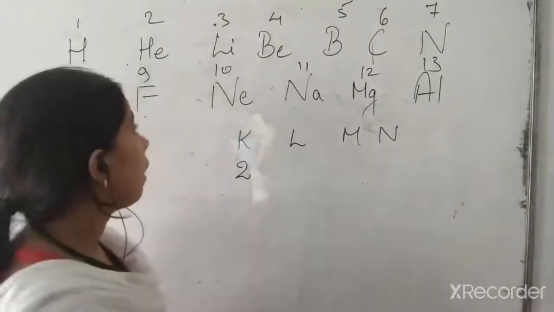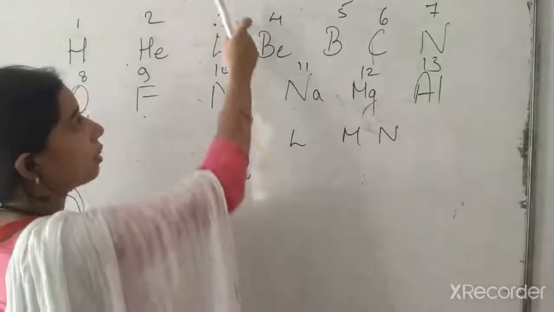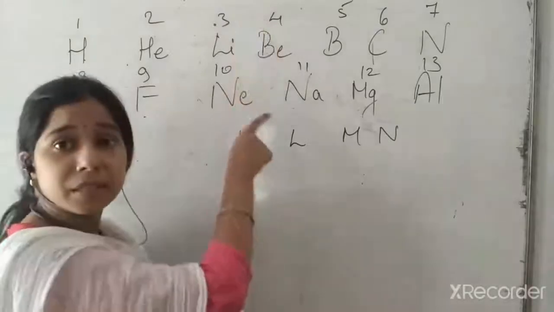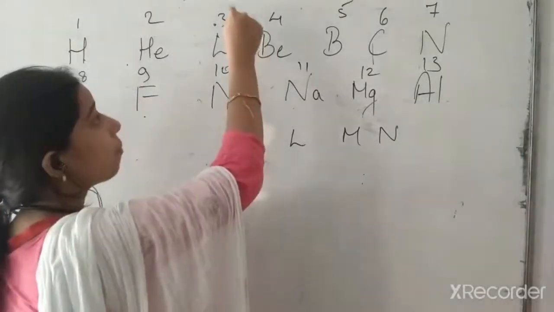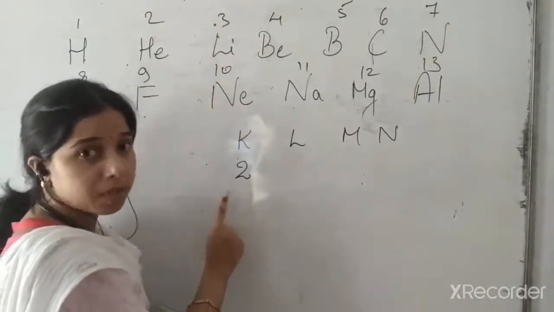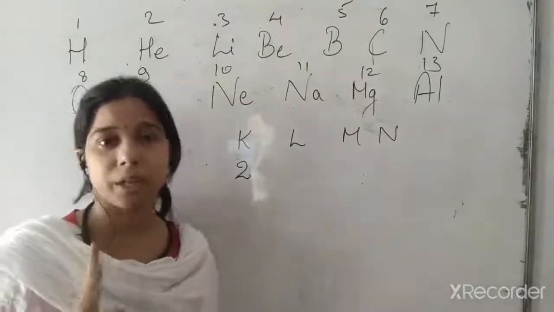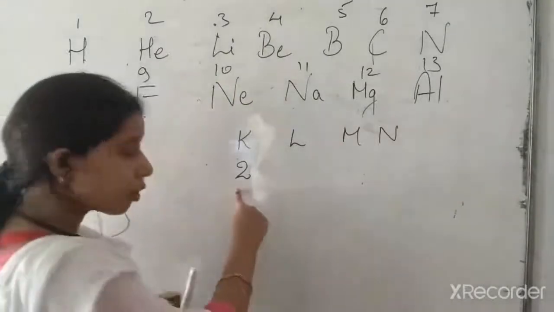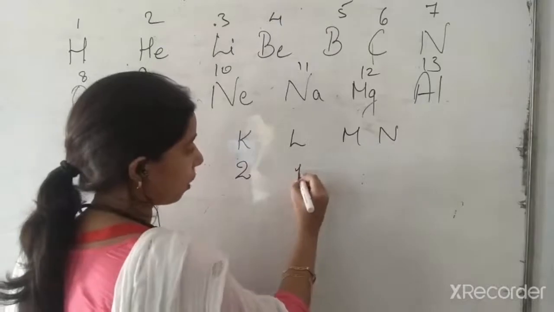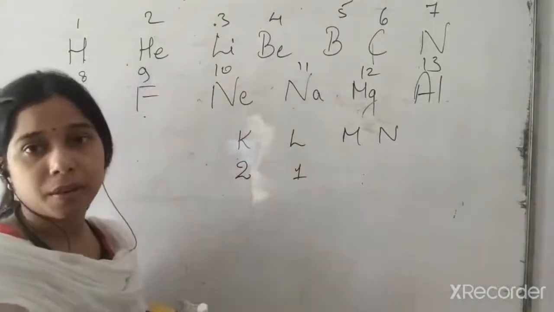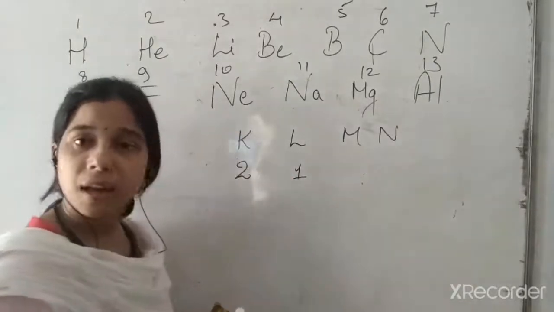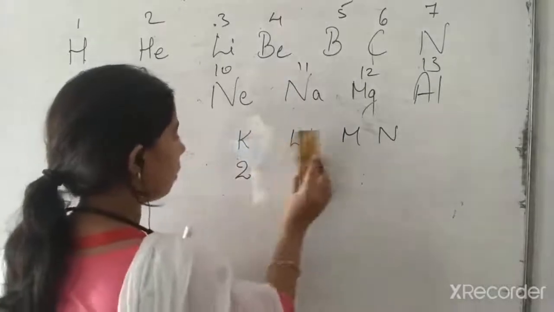Now if we talk about lithium, the atomic number is 3, it means the number of electrons present in lithium is 3. Now see here, lithium has 3 electrons, so 2 of the electrons will enter the K shell, because K can have only 2 electrons. After 2 electrons, the next one will enter the L shell. So the 1 electron which remains goes to the L shell. 2 electrons go to the K shell, and 1 electron which is left goes to the L shell. Like that, you can understand the other ones also.